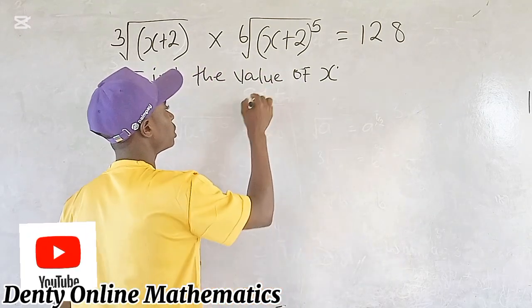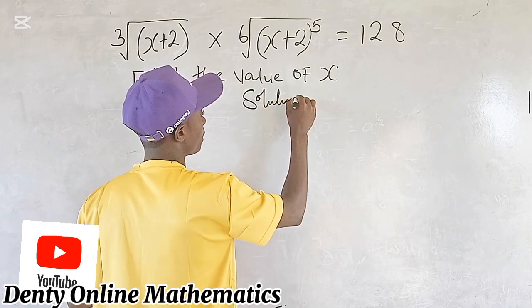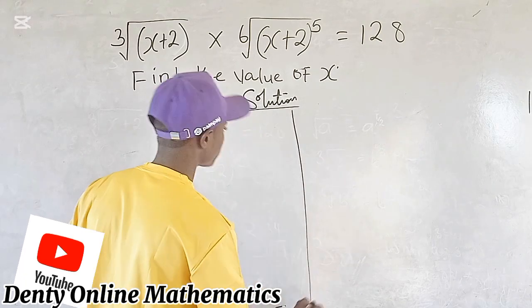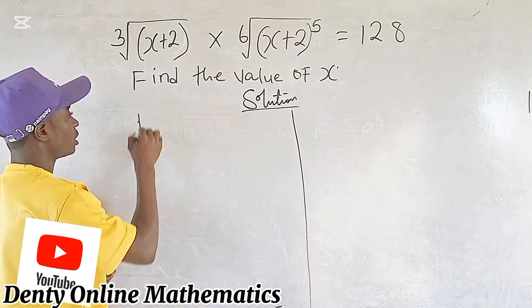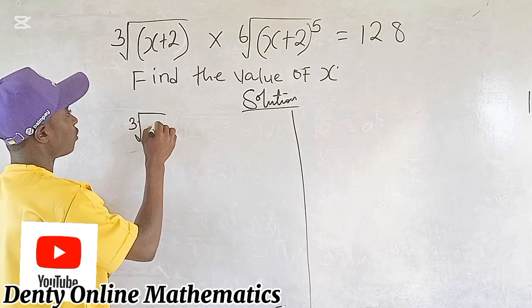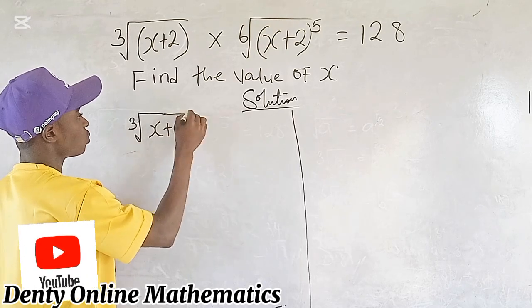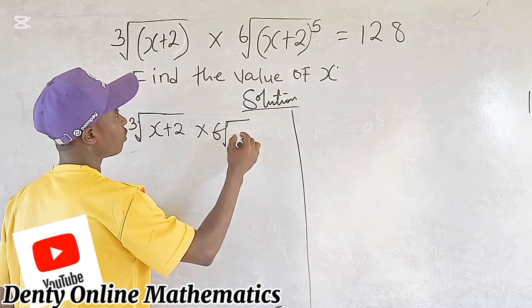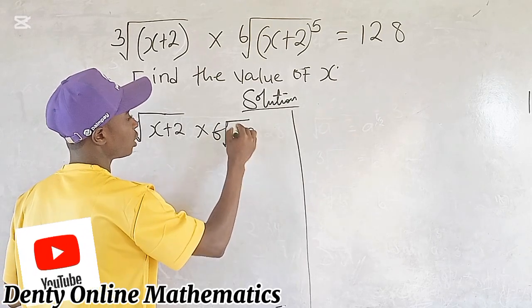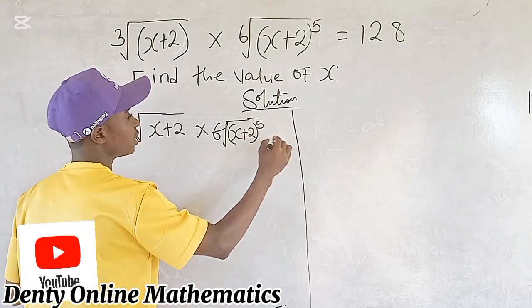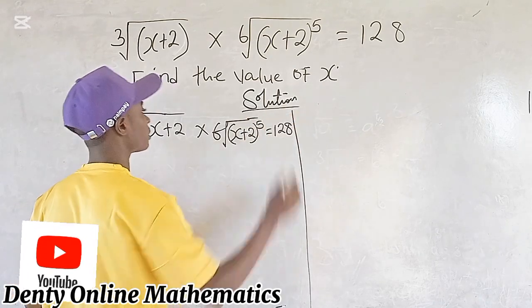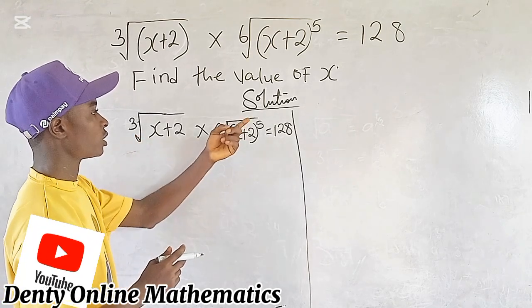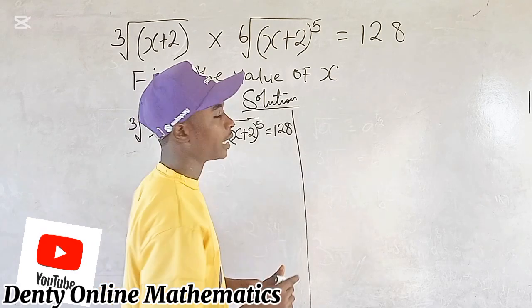Now, here's the solution to this problem. For clarity's sake, I will divide the board. What we have is the cube root of x plus 2 multiplied by the sixth root of x plus 2, all of this raised to the power of 5, to be equal to 128.